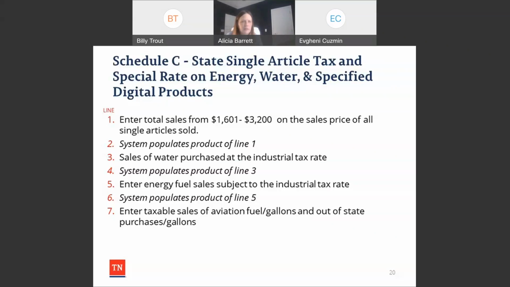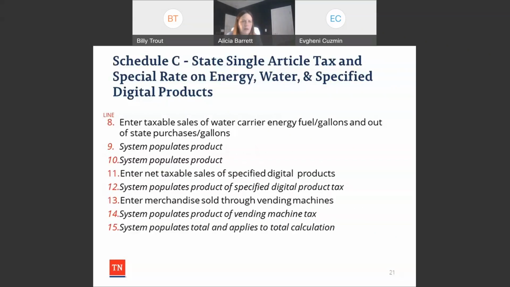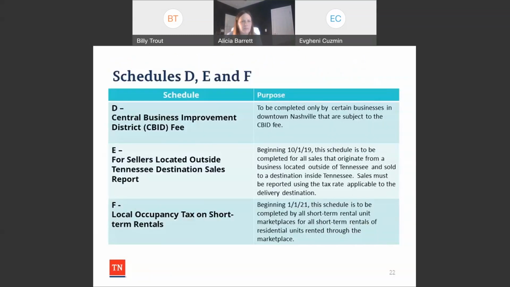Line 7 is going to be for aviation fuel. Line 8 is for sales of taxable water carrier energy fuel. Lines 9 and 10 are populated by the system, and then lines 11 and 13 allow you to enter the amounts for the specified digital products and merchandise sold through vending machines. And then the system is basically going to populate the rest of it.